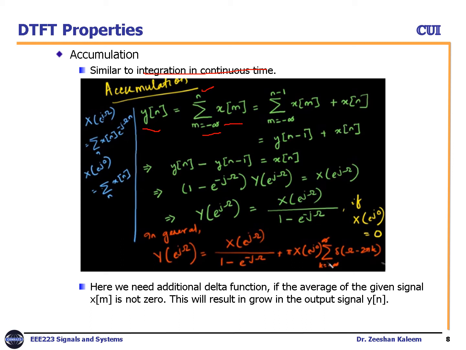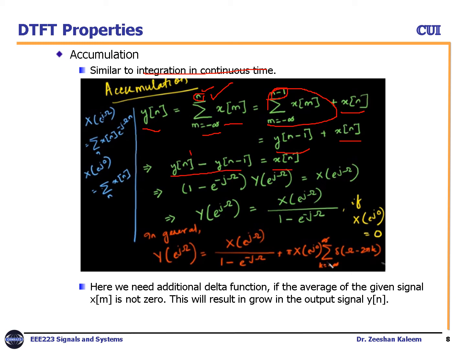If we break it into two parts, instead of n, we say n minus 1, and one term we separate is x[n] here. The summation up to n minus 1 is equivalent to y[n minus 1], because y[n] is what we get when we accumulate all the terms. When we take out one term, it is equivalent to y[n minus 1] plus x[n]. Rearranging, y[n] minus y[n minus 1] equals x[n].